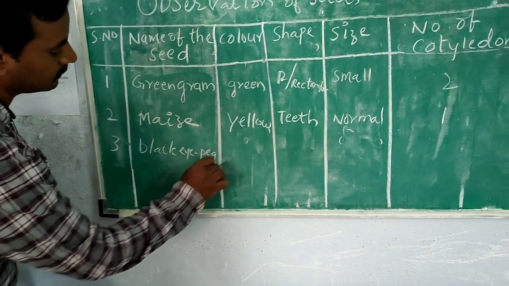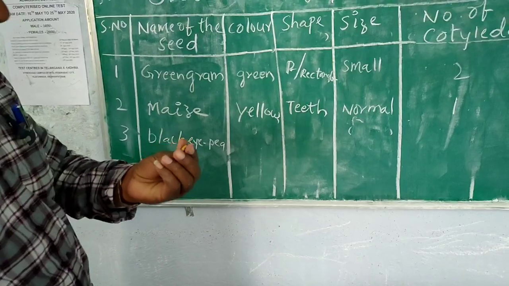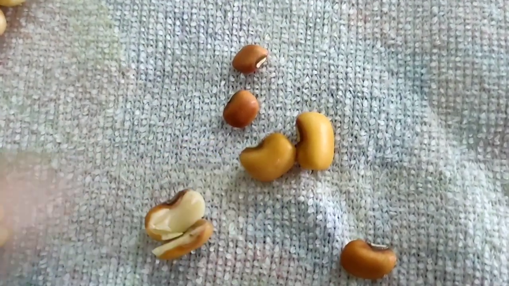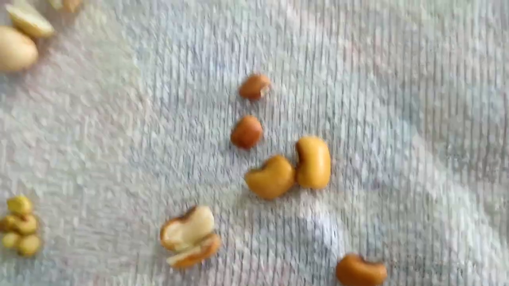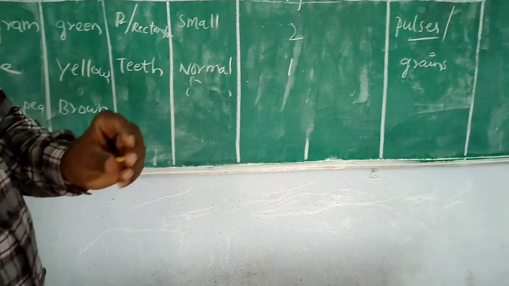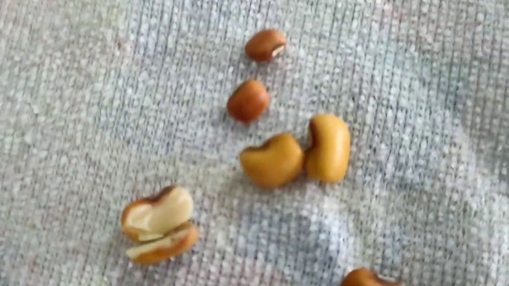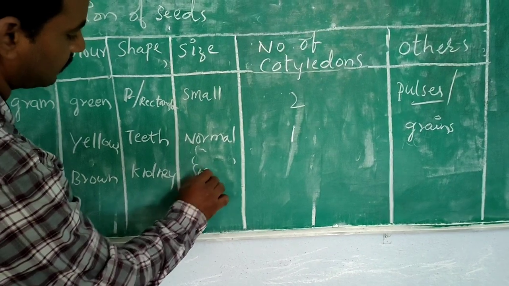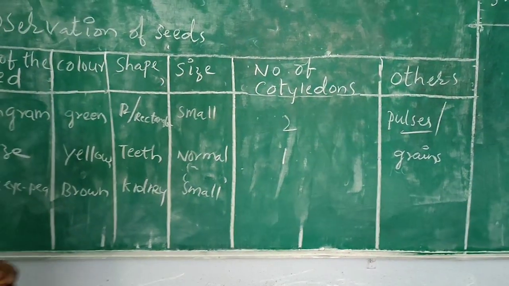Black gram. Which color is it? It looks like brown color. This one looks like brown color. Right here, brown color. What is the shape of the black gram? It looks like kidney shape. We already know that, just like bean seed, kidney seed, the size of the seed is small.